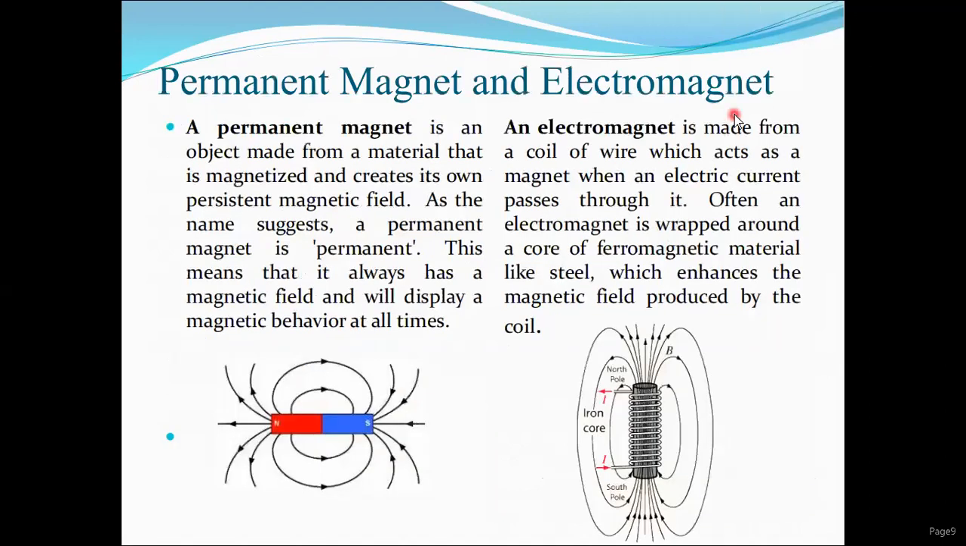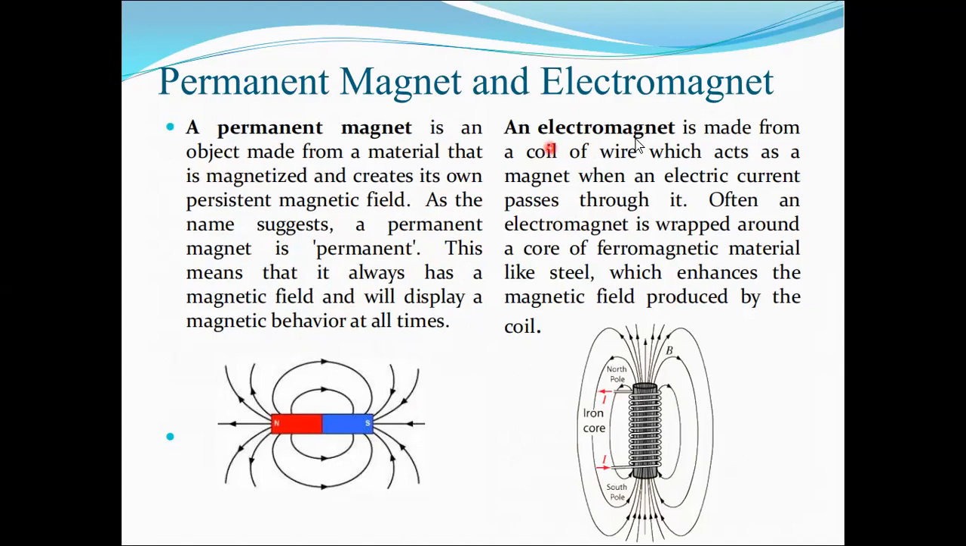Now there are two types of magnet. One is the permanent magnet and the other is the electromagnet. A permanent magnet is an object made from materials that are magnetized and create their own persistent magnetic field. As the name suggests, a permanent magnet is permanent. That means it will never lose its properties of magnetism. It always has a magnetic field and will display magnetic behavior at all times.